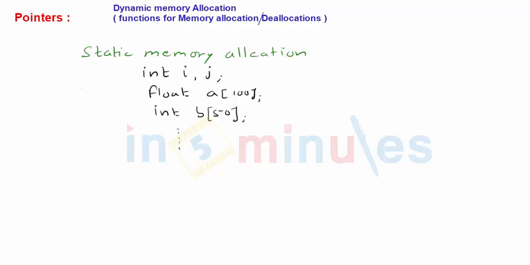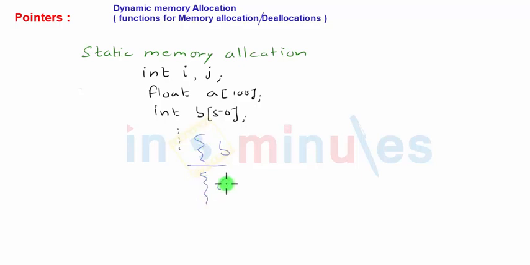Now let's take an example where in the initial part of the program we only process the b array, and at that time we are not utilizing the a array at all. So we are utilizing those 50 integers, that is 100 bytes of memory space, but the 100 float memory space, that is 400 bytes, is unutilized till that part of the program works, but still it is occupying some space in memory.